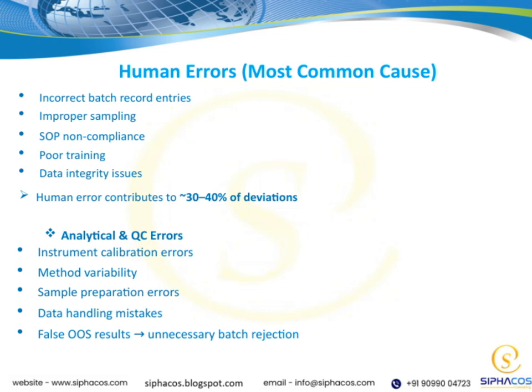Overall, human errors contribute to approximately 30 to 40% of deviations we see in QC, highlighting how vital it is to focus on proper training, adherence to SOPs, and robust data management to minimize these risks. These errors can impact the integrity of our results and the efficiency of our operations, so understanding and addressing them is key in maintaining high-quality standards across our processes.